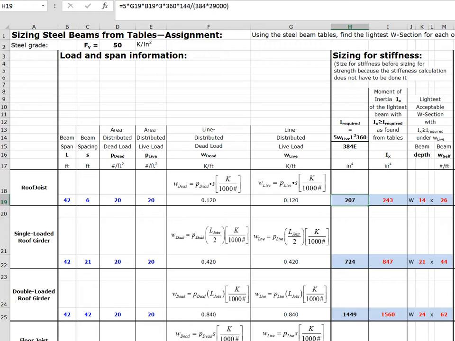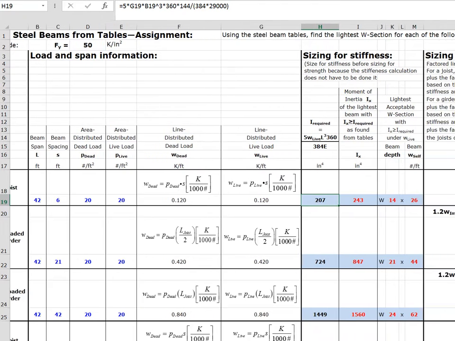It's pretty rare we have to do that because, first of all, these numbers are pretty good estimates of what the beam's going to be. And second of all, steel beams are so structurally efficient that their self-weight is not a significant part of the total load they're supporting. So typically, once we've sized for stiffness, and then we do one iteration on sizing for moment strength, we have accounted for everything we need to account for. But we'll talk about what happens when we get to that point.